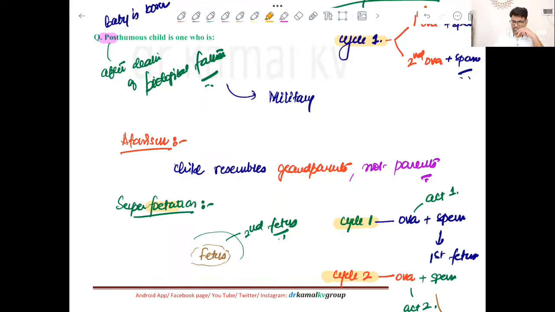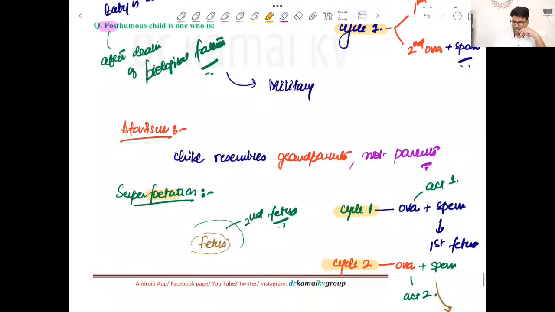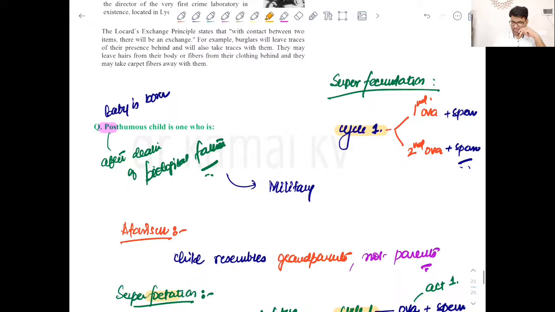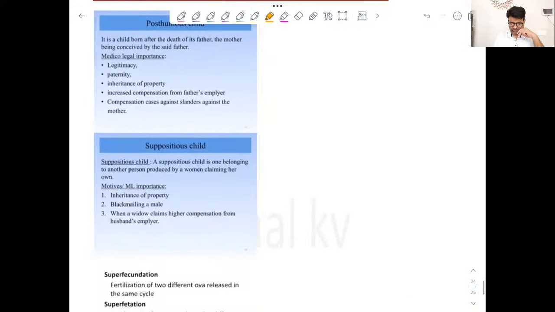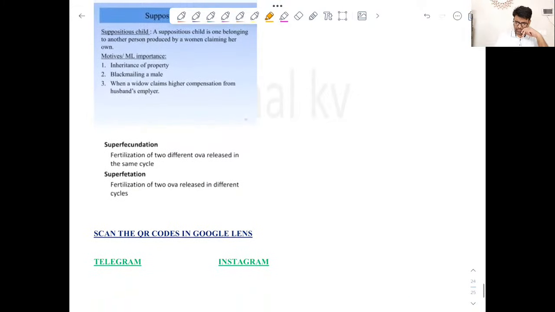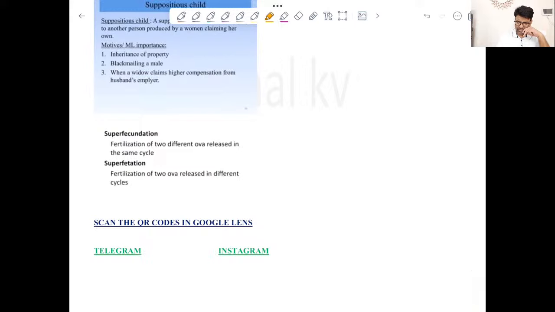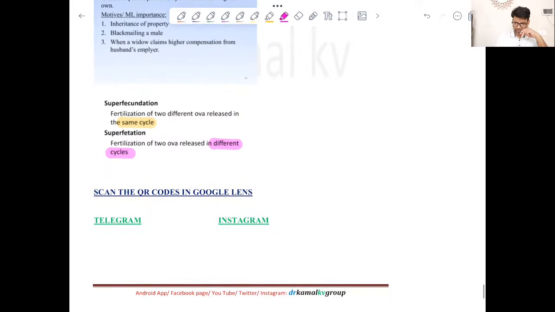Clear? So just make sure that you don't mix up these valuable definitions. Okay, very commonly asked. So in superfecundation, the cycle is same, but ova are released at different times, and in superfetation there are two different cycles and two different ovas are fertilized. Clear? So I think this is enough for this session.